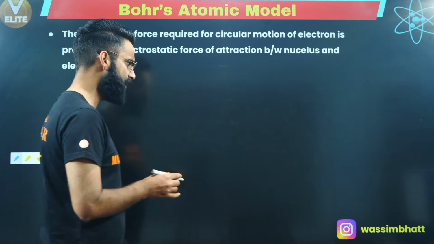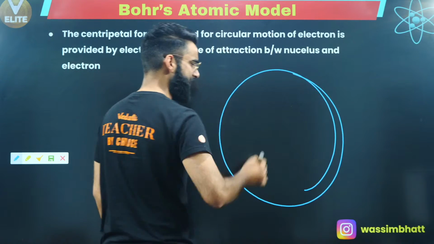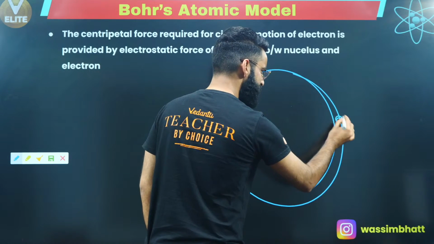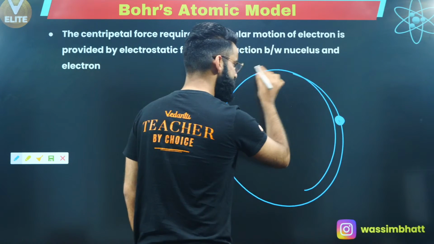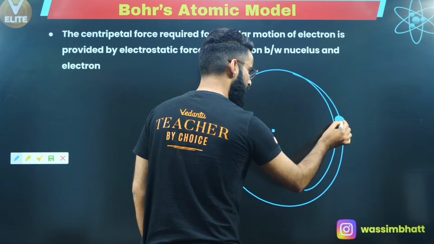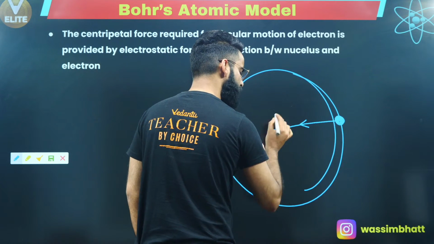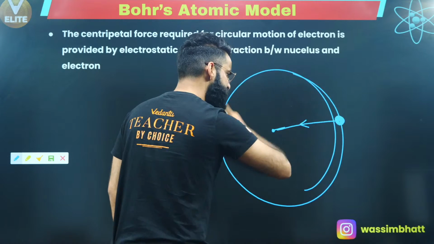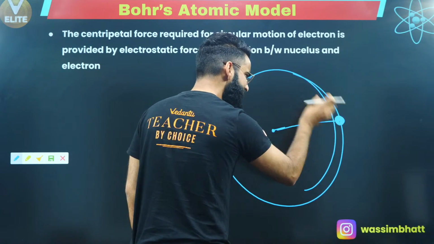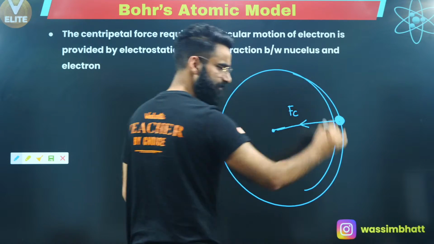First of all, for any object to move in a circular path, let's say I have the object right here, and this object is following a circular path. The object can only follow the circular path if it experiences a force directed towards the center, and that force which makes the object follow this circular path is what I call centripetal force.